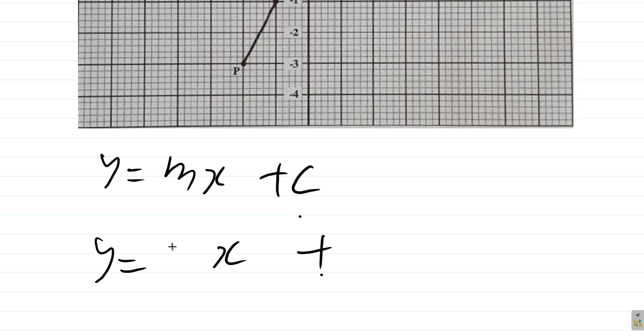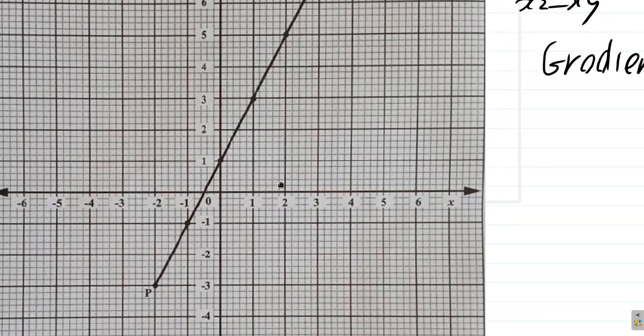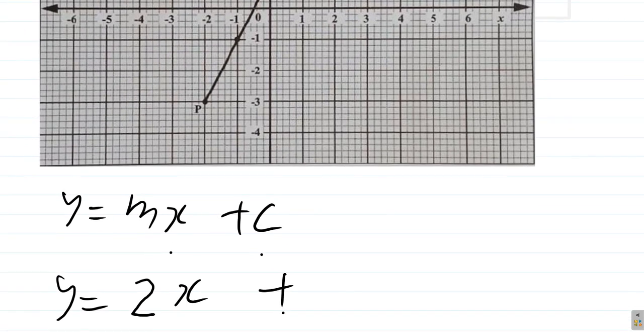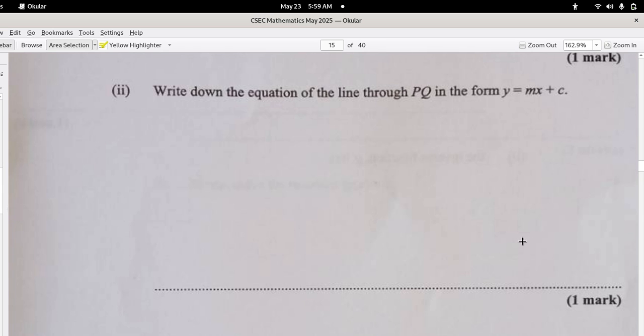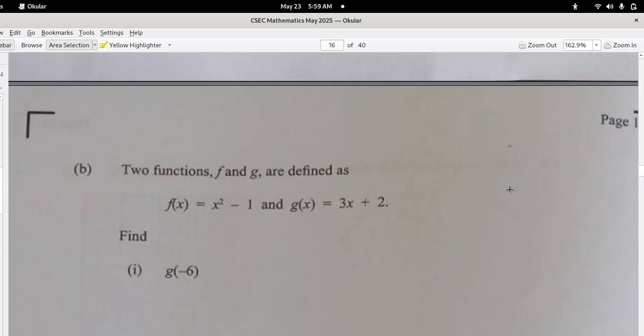M is the gradient. So from what you have a while ago, it is 2. But what is c? C is the y-intercept. That means it's the point where the line intersects the y-axis, and in this case it happened at 1, where it's plus 1. So that is the equation of the line in the form y equals mx plus c. It is y equals 2x plus 1. Alright? It's 1 mark. Now let's see what else happened.